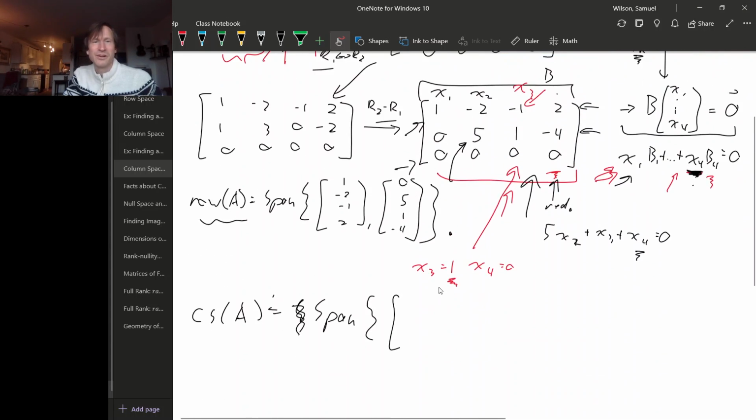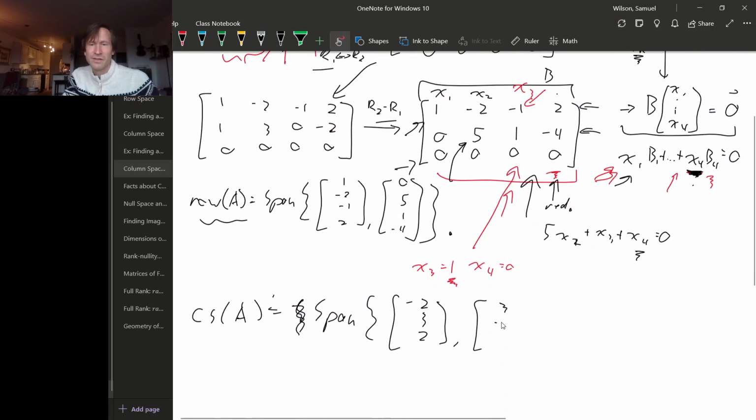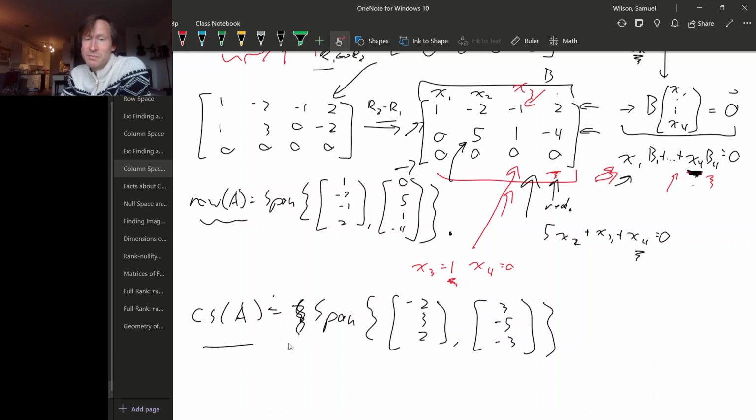So these columns were 2, minus 2, 3, 2, and 3, minus 5, minus 3. So we know just the first two columns span the column space, but we also know that they're linearly independent because there's no way to choose x1 and x2 to make these two columns display a linear dependence. There's no non-trivial way to choose x1 and x2 to come up with a linear dependence relationship between the first two columns.